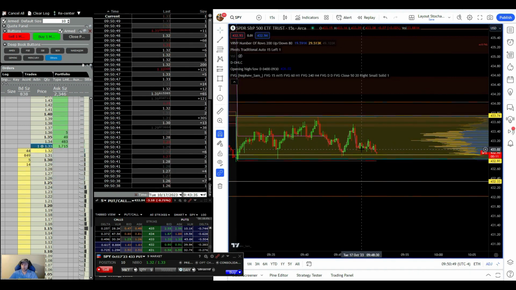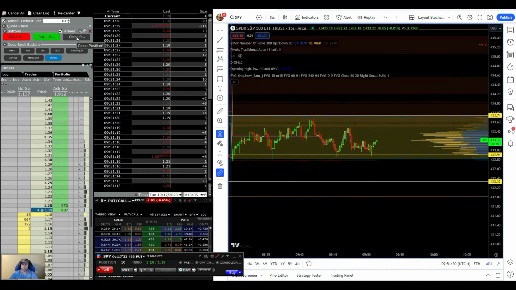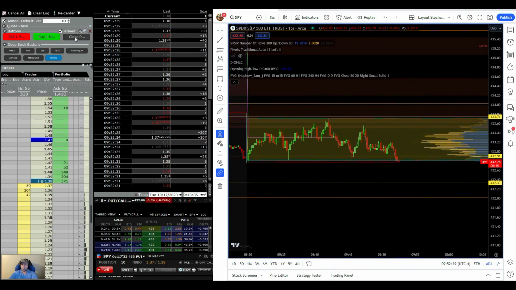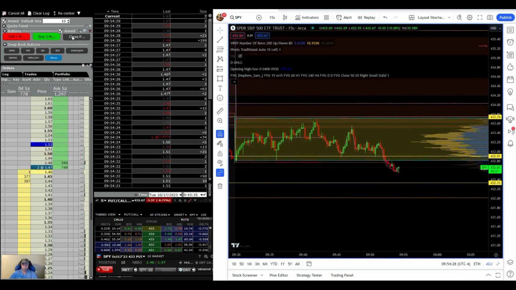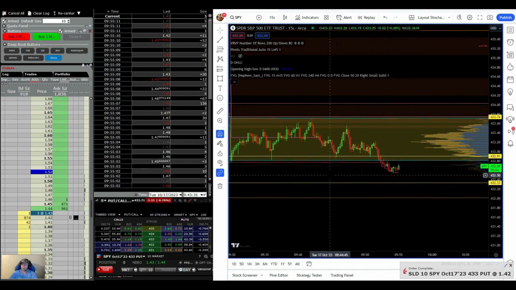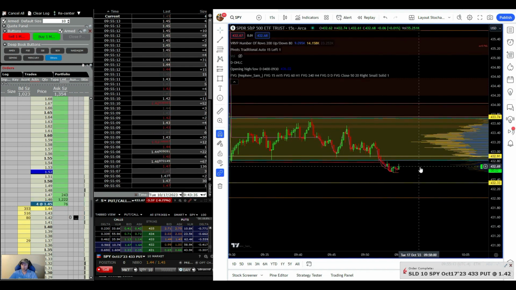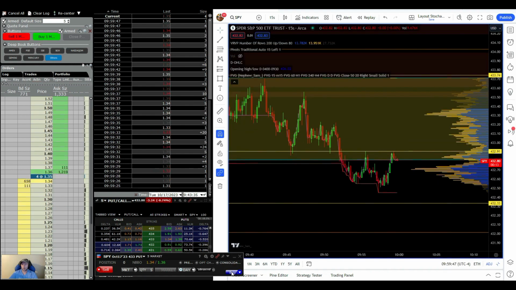So I took a stab here on some puts as we come back down and test this for a fourth time. Stop above this swing high. So I'm just going to take that off right here. It's just stalling out down here, and I don't like this consolidation.